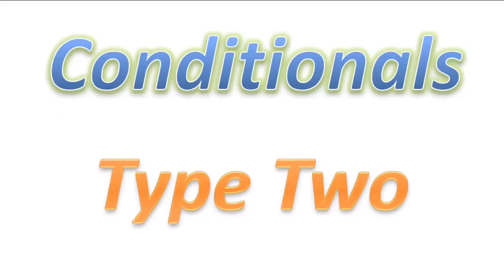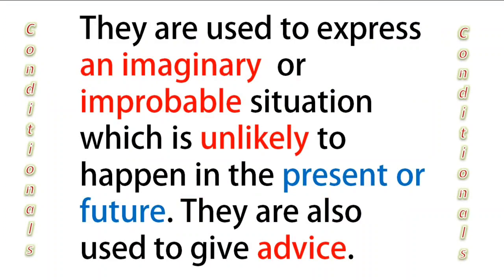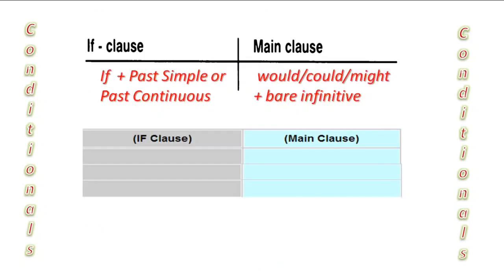Hello again. We continue talking about conditionals, and this time about conditionals type 2. Conditionals type 2 are used to express an imaginary or improbable situation which is unlikely to happen in the present or future. They are also used to give advice. In the if clause, we use if plus past simple or past continuous. And in the main clause, we use would, and we can also use could or might plus the bare infinitive.